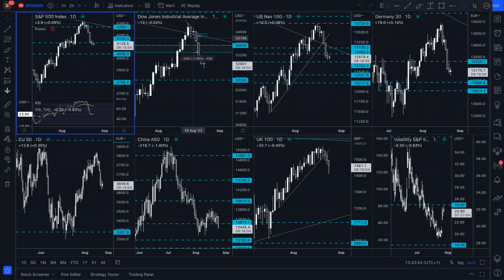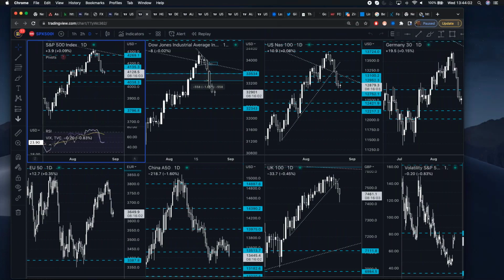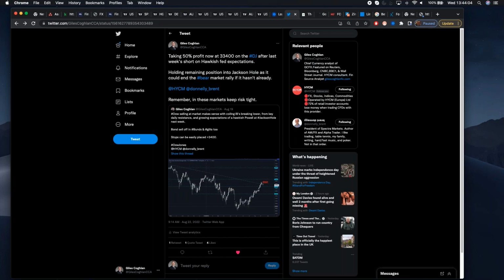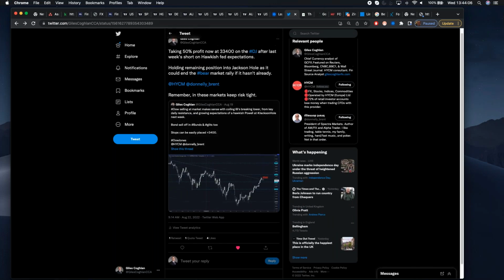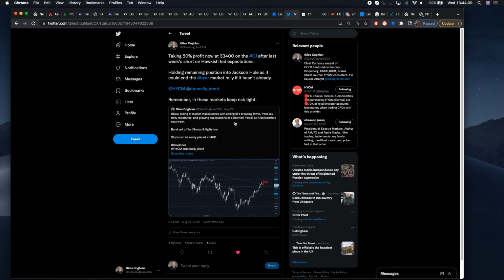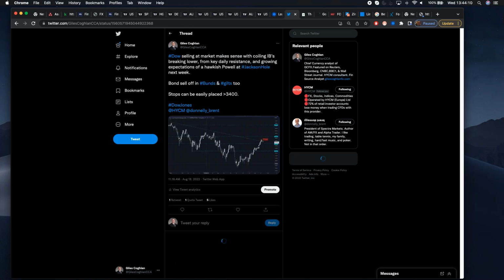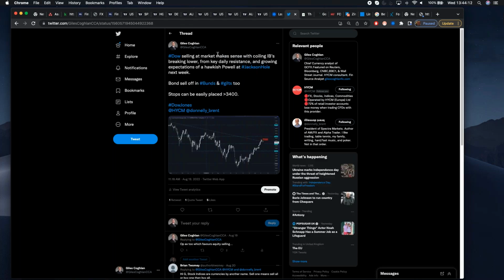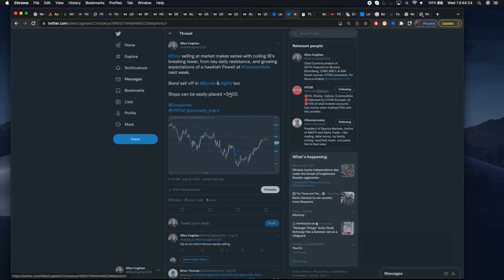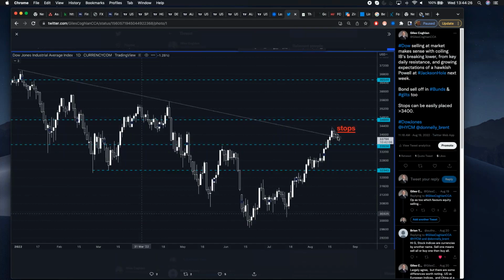Make sure you follow me on Twitter, because I put this up on my Twitter feed here. If you're not following me on Twitter, you need to be. This was the original tweet that I printed out on August 19th. Dow selling at market makes sense with calling inside bars, breaking lower from key daily resistance and growing expectations of a hawkish Powell at Jackson Hole next week. Bond sell-off in bunds and gilts, stocks can be easily placed above 3,400. So that's what I sold at market, stops just above there, you see?